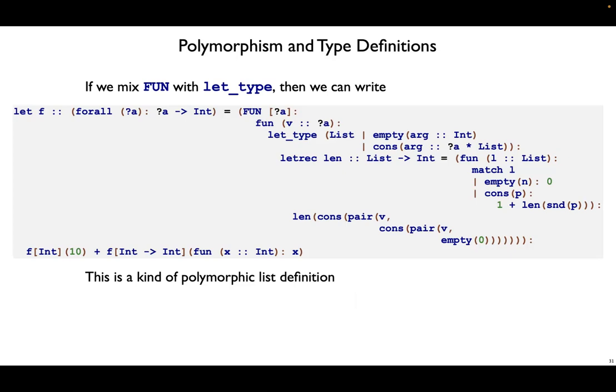With polymorphism and let type, we can make some interesting programs. In this code block below, we declare a polymorphic type for lists, and then we have a polymorphic function to take the length of a list. Let's go through this code step by step.